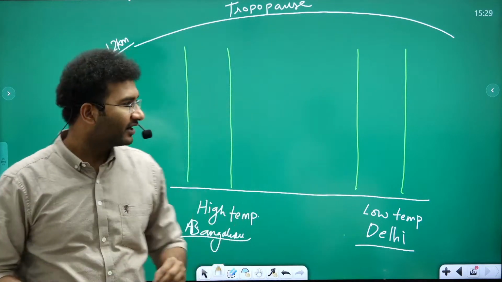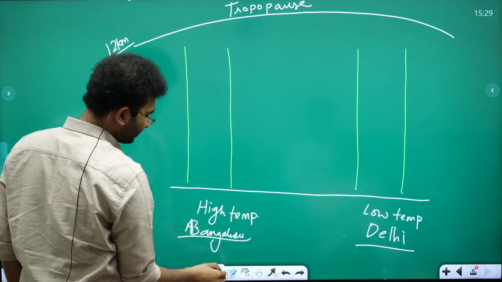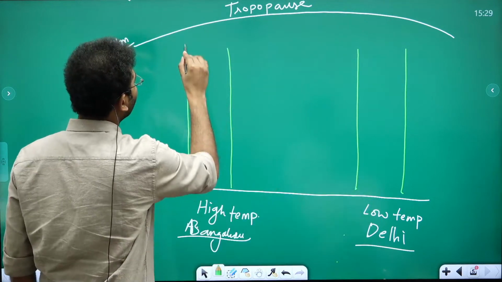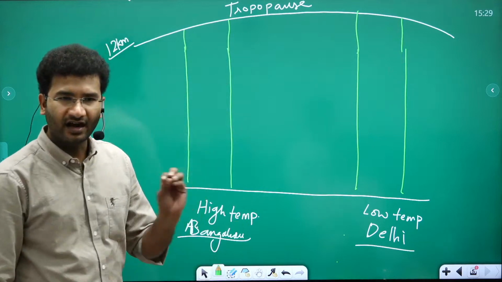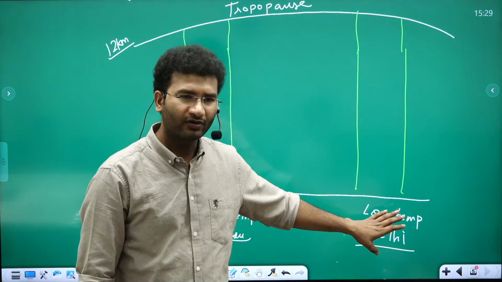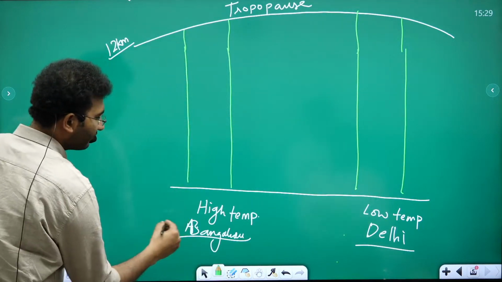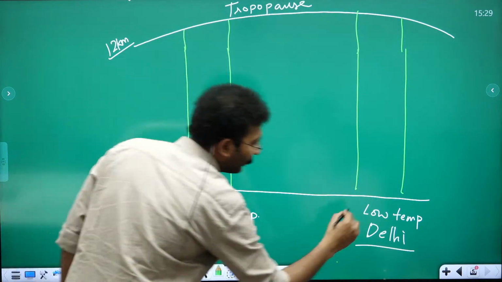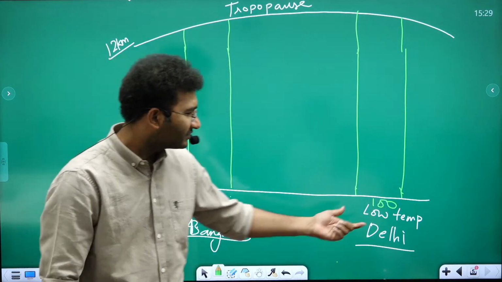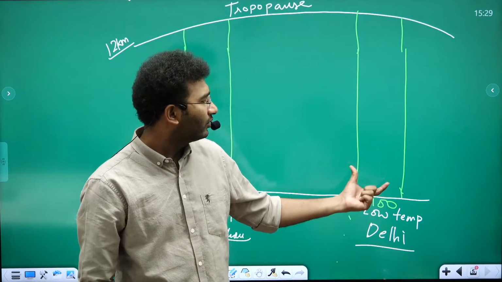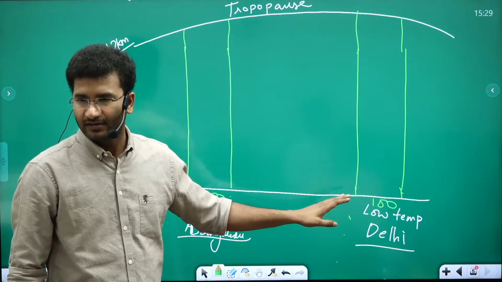We are trying to understand the movement of the wind here. Now imagine the total amount of air present in the column of Bangalore is 100, मान के चलो, and the total amount of air present in Delhi is also 100 units. So here you have 100 units of air, and here also you have 100 units of air, right? Now as this is a low pressure area, what about the wind?